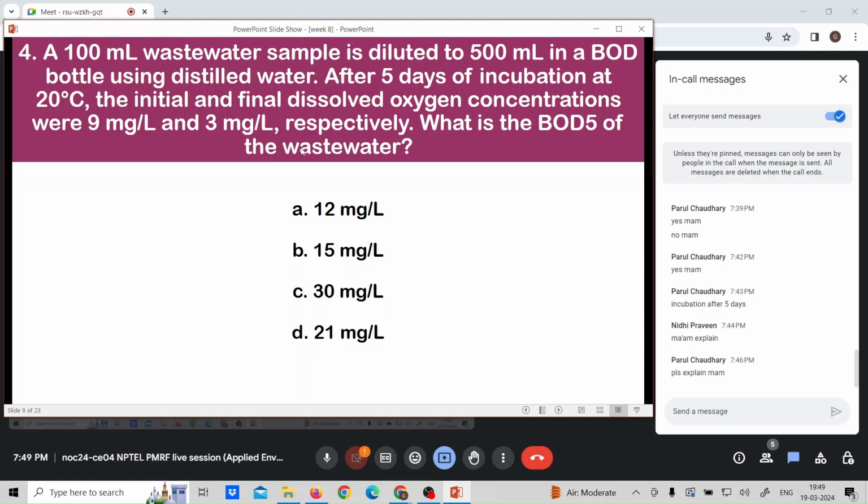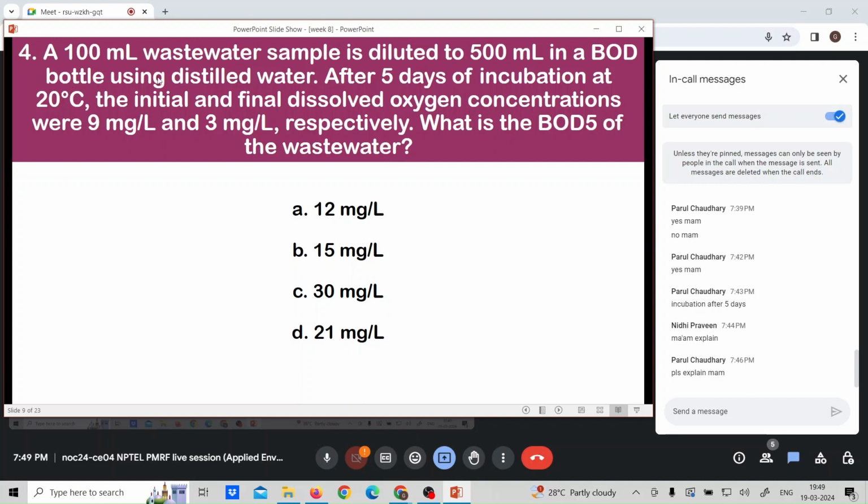So for you, what is given is: after 5 days of incubation at 20 degrees Celsius, initial and final dissolved oxygen concentrations were 9 and 3 milligram per liter. With whatever procedure and formula I told till now, you are doing only one thing, finding out the dissolved oxygen concentration. So first you will take the sample, dilute it, and find the dissolved oxygen concentration using the titration method.